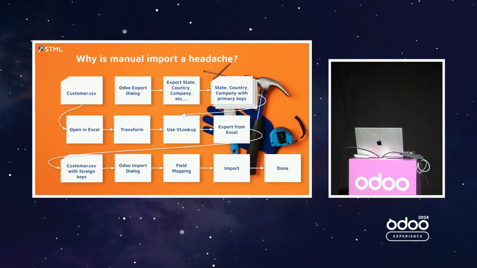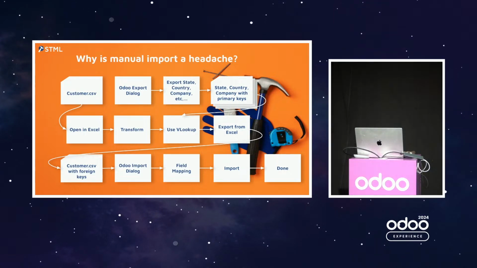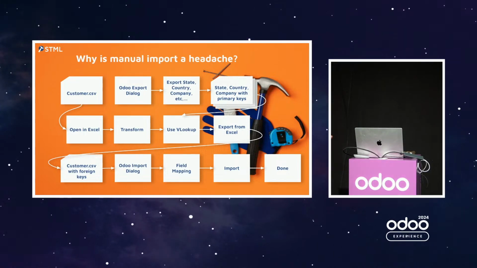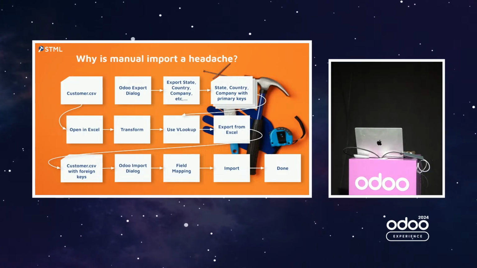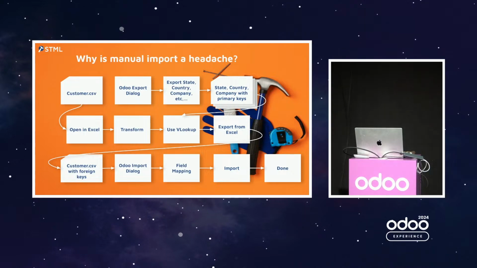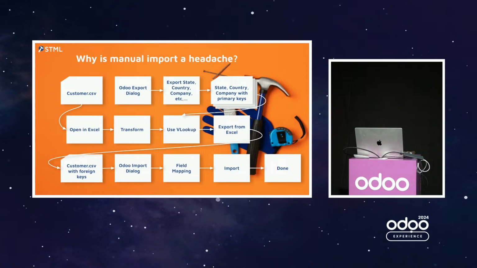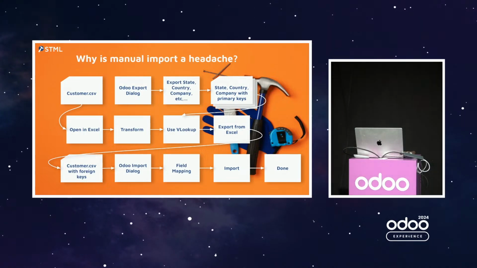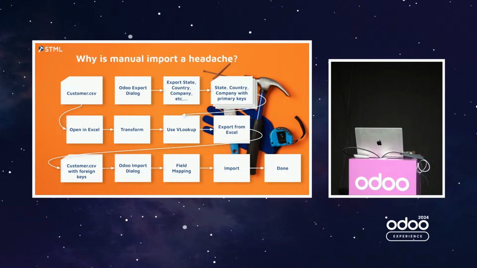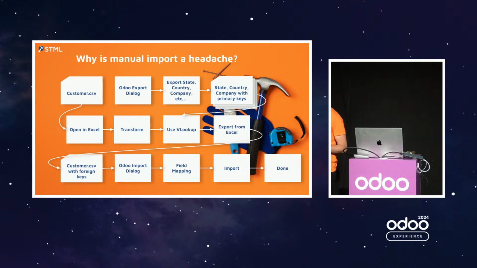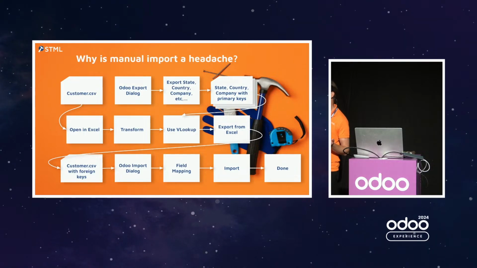So I had to go into Odoo, export my countries and companies and everything, so I would get the primary keys, then import everything into Excel, do my manual transformations, and use VLOOKUP to resolve the foreign keys. Oh, by the way, I just heard that VLOOKUP is not stable in Excel for large files. Anyway, you export it, you've got an intermediate file, you import it into Odoo.